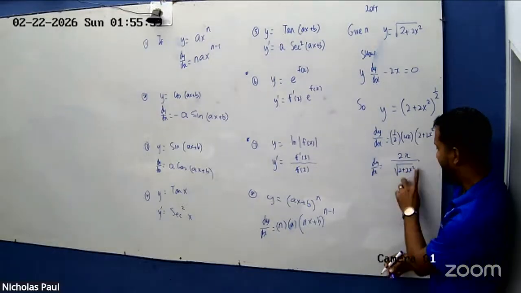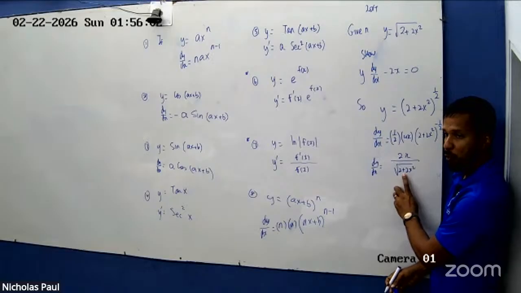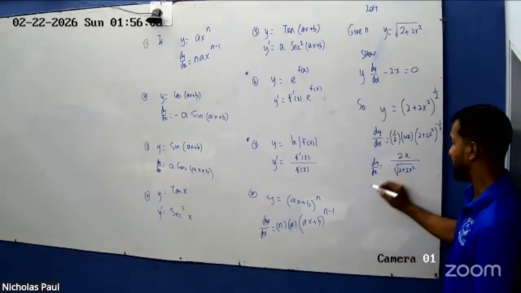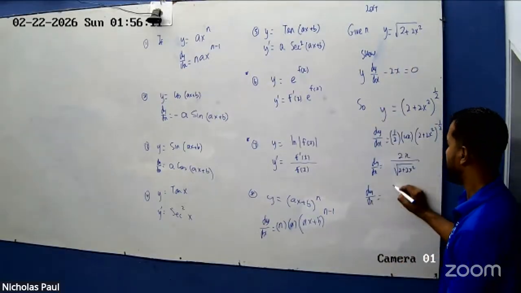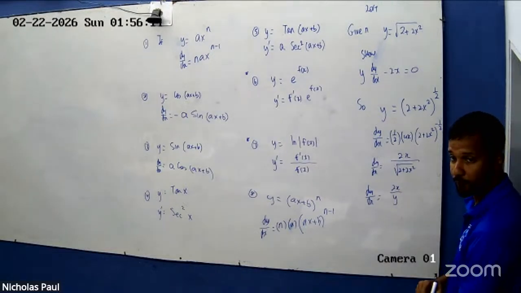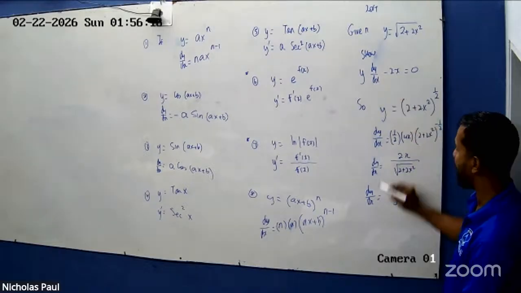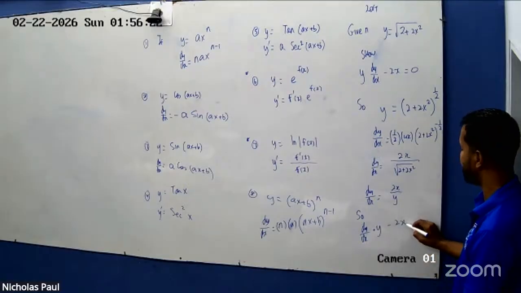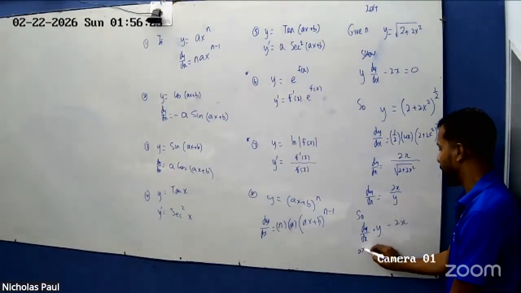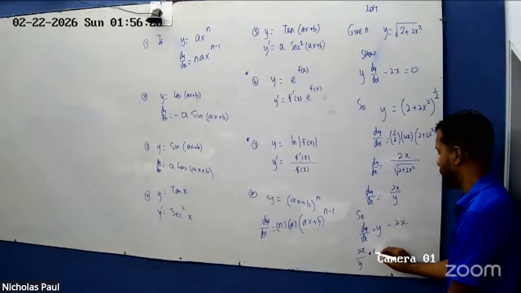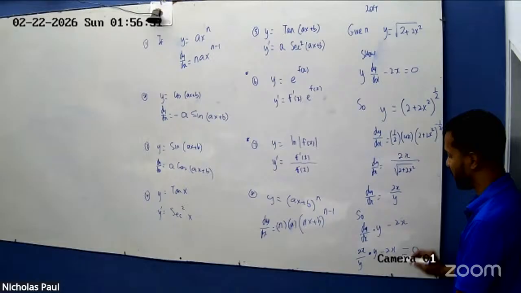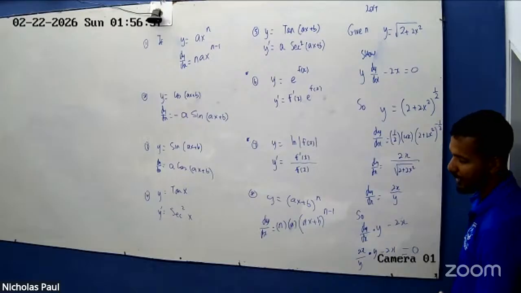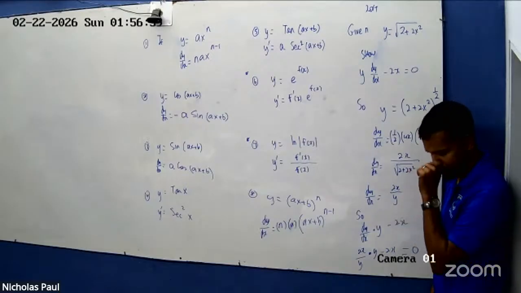Right? Anybody recognize this? What is the square root of 2 plus 2x squared? That's y. So therefore, dy/dx is 2x over y. Right? So if I multiply it by y, dy/dx multiplied by y minus 2x. If I plug it in here, I'll get 2x over y multiplied by y, minus 2x, and you'll get 0. That's okay? That's all. That's 4 marks.